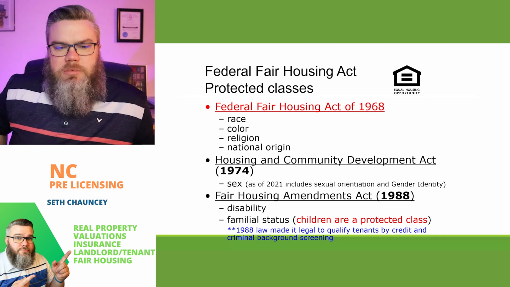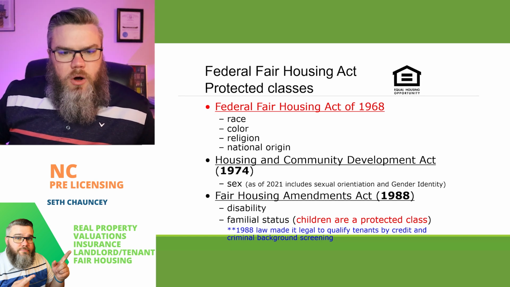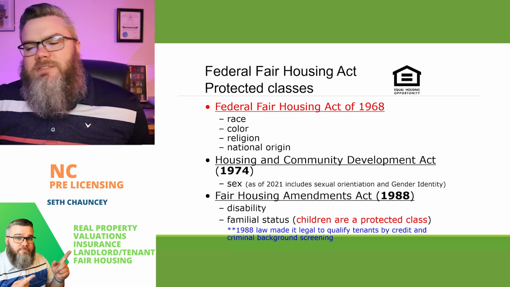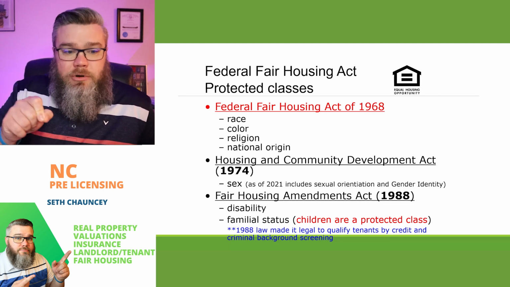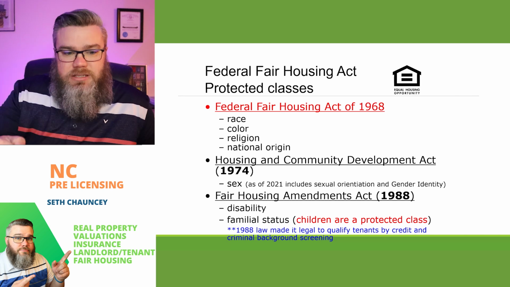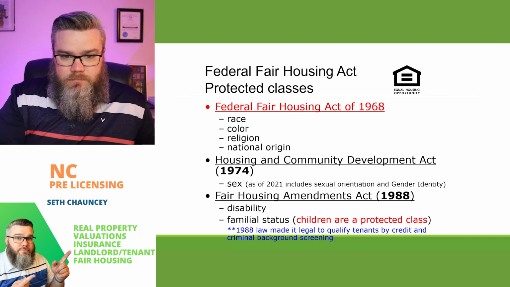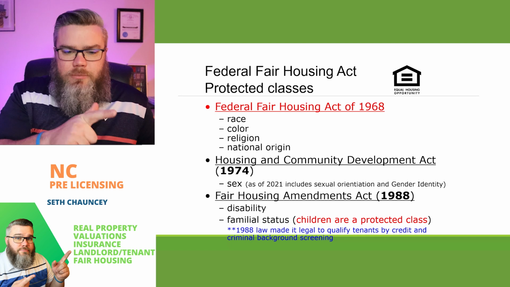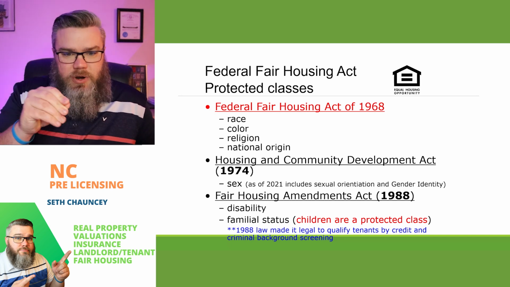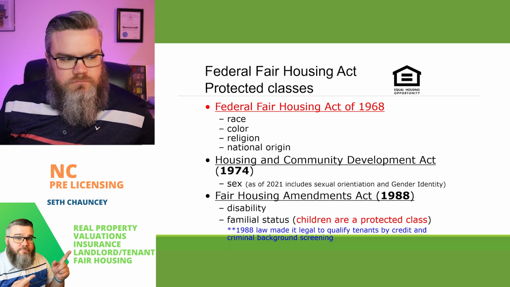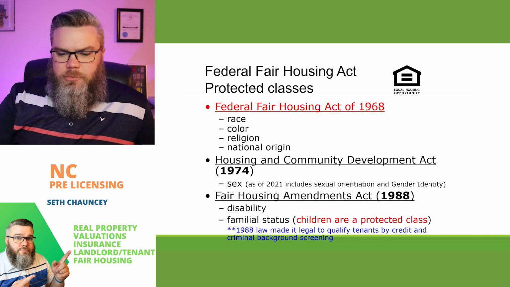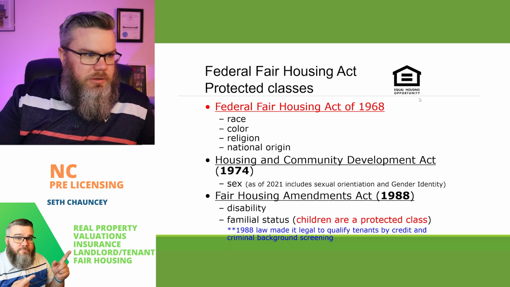Now, folks, I'm telling you right now, listen to me. The only one that can never be legally violated is race and color. Every single other one of these has a time and a place where you could discriminate against those protected classes if it falls under an exemption. The only one that can never be legally discriminated against is race and color. So let me make sure you understand these protected classes, and then we'll get into the exemptions here.